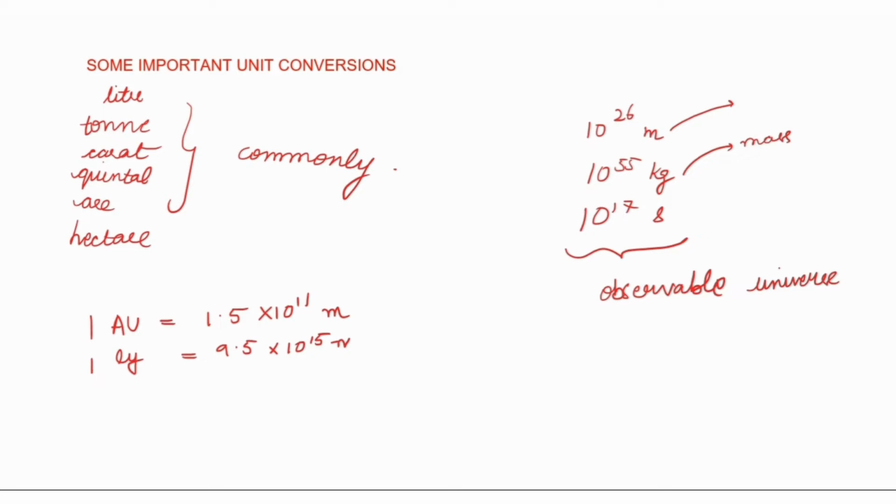Okay, the next important is parsec. Let's see what is 1 parsec. 1 parsec is the distance at which the average radius of Earth's orbit subtends an angle of 1 arc second. So let me draw for you. Before that, the value of 1 parsec is approximately 3 into 10 power 16 meters.